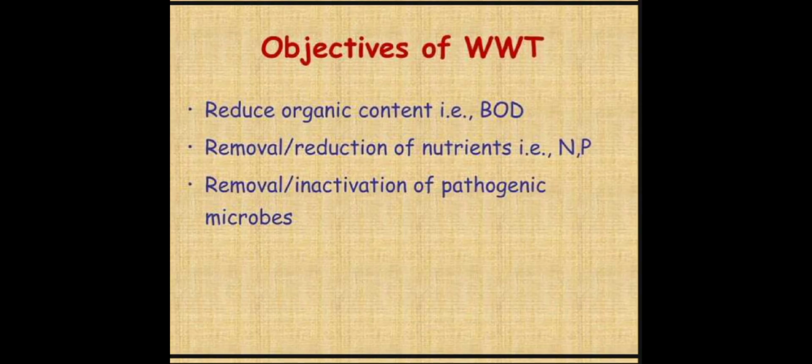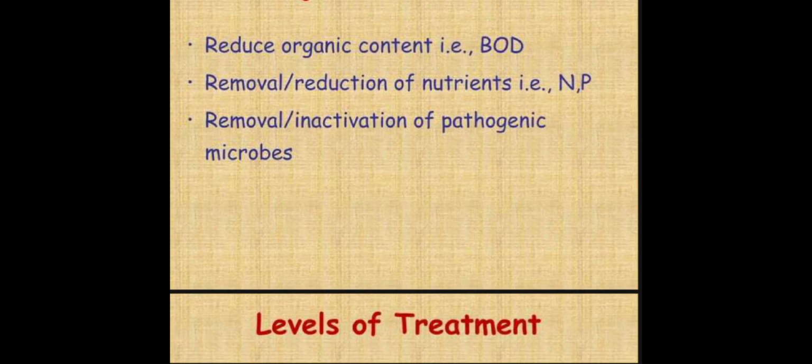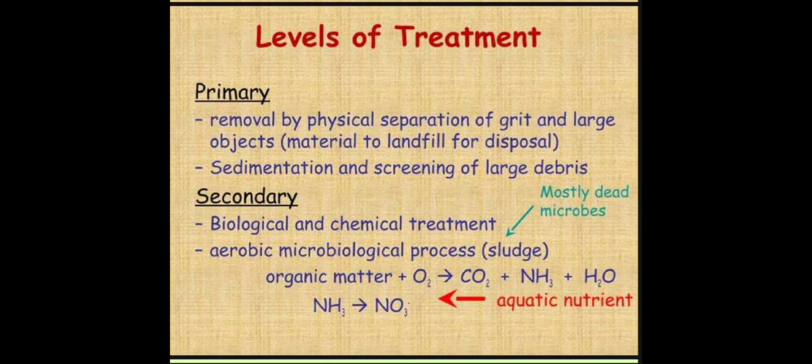Okay, it can reduce organic content and remove nutrients and pathogenic bacteria. See, these are two levels of treatment plan. First one is primary and second one is secondary. Okay, in primary treatment, there is physical separation of grit and large objects like paper, plastic, gravel, sand, and so on. Some materials which can be settled at the bottom of the tank will be removed in primary tank.